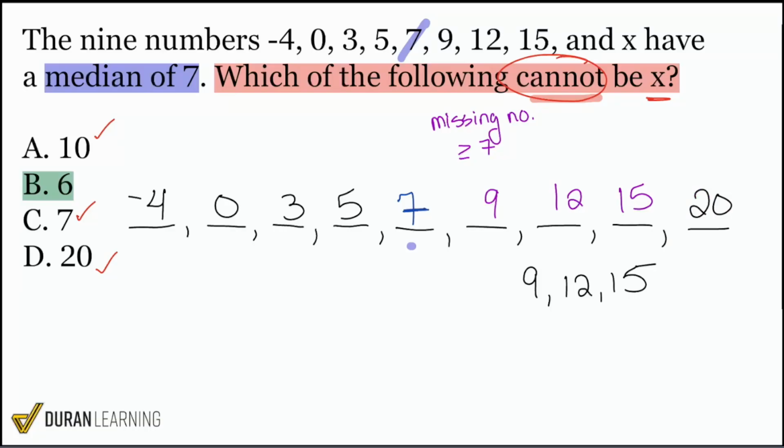And so because the question asks, which of the following cannot be X, well, we're asking which of these values are not greater than or equal to 7. And 6 is the only one. So hopefully that makes sense, my party people, and you'll have plenty of opportunities to continue trying this out.